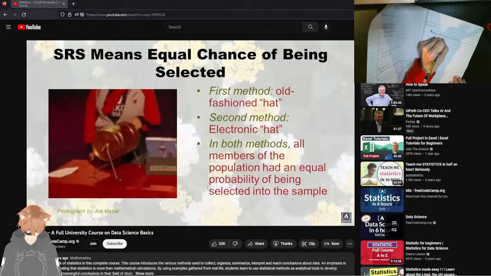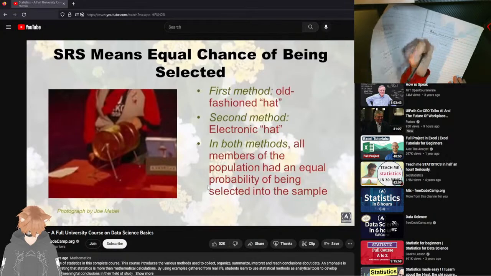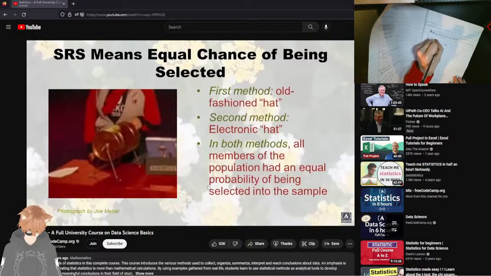If I do it that way, the first method or the second method, all members of the population have an equal probability of being selected in the sample, and more importantly, all possible samples, all possible groups, had an equal chance of being selected. Of course, I only did it once, so I only got one of them. But the other ones that weren't selected had an equal chance of being selected.